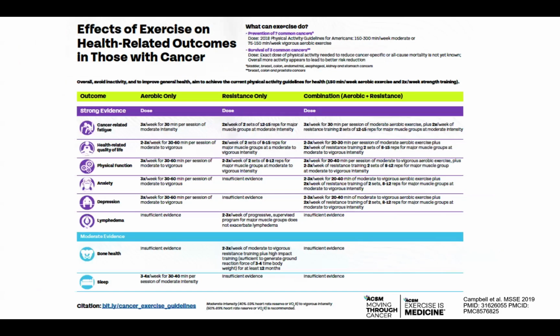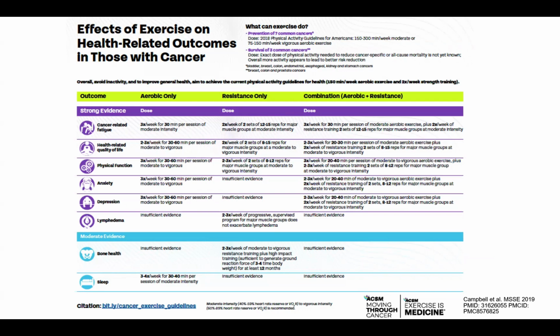This graphic shows, at the time of the publication in 2019, where the evidence was for specific outcomes. For example, for cancer-related fatigue, which is a very commonly reported symptom for cancer survivors of all types, the dose of aerobic exercise, which in the literature was 3 times a week for 30 minutes duration, was associated with clinically significant improvements in fatigue.